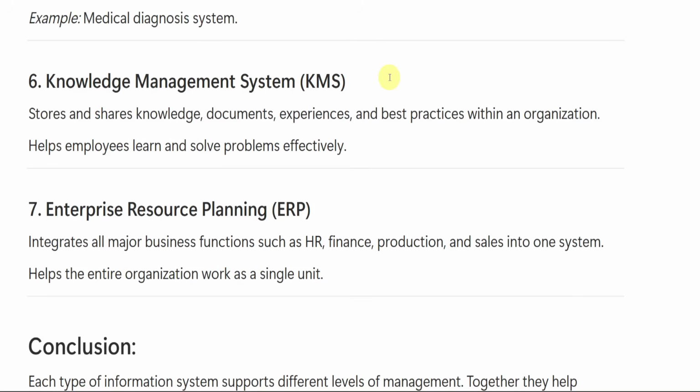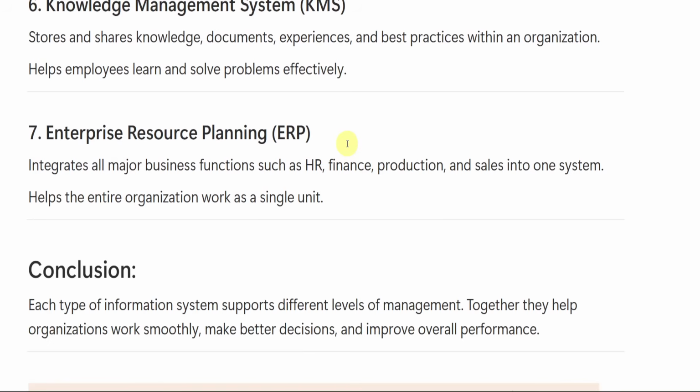Knowledge management system, it stores and shares knowledge, experience and best practices. It is used for training, learning, sharing documents, also ideas and solutions. Like example की बात करें तो a company will store project reports, employee experiences, solutions to old problems, so new employees can learn quickly, right? ERP, enterprise resource planning. Students, it connects all departments into one single system like HR, finance, sales, marketing, production, inventory. ये सबको एक ही जगह पे कनेक्ट करते हैं. All departments are connected in one hub or switch, we can say.